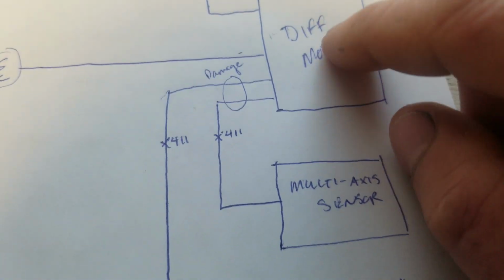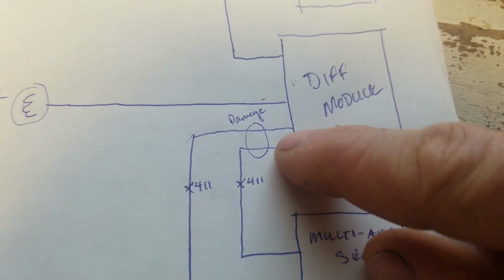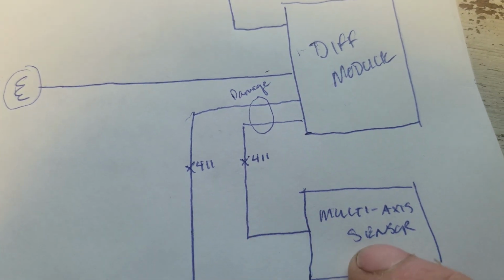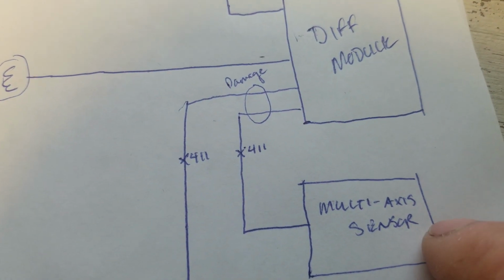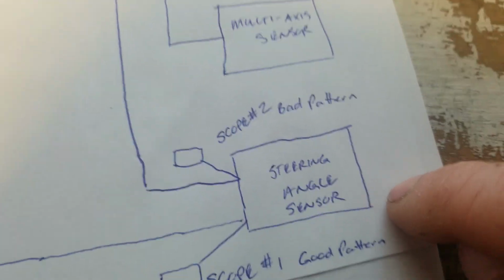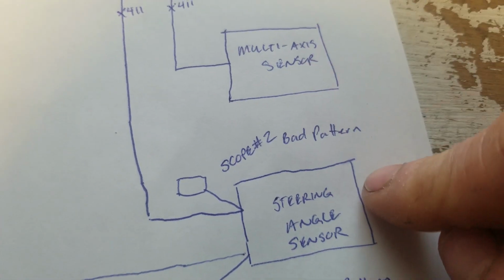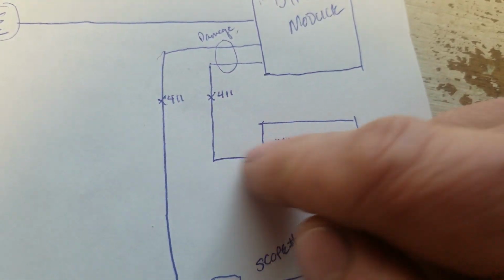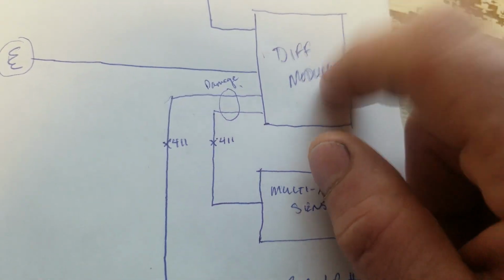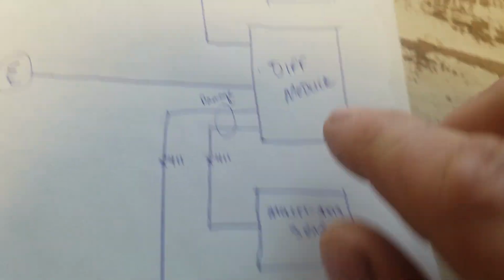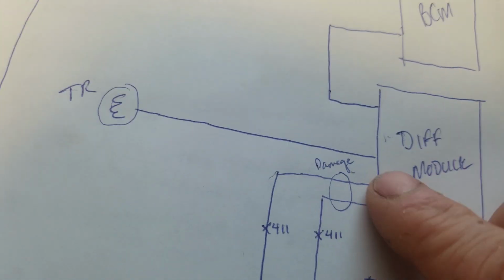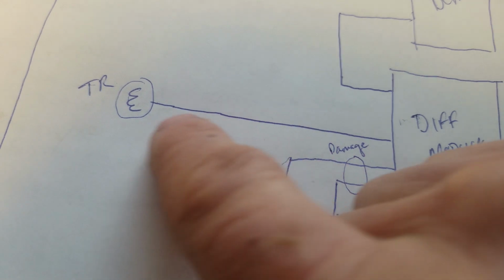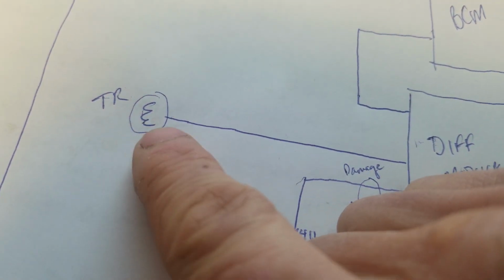From the diff module, I had 2 that came out, and they went over to our multi-axis sensor. And remember, the multi-axis sensor and the steering angle sensor are the 2 that I'm concerned about. So the multi-axis sensor is sending signal back and forth, talking with this diff module. Now the diff module has multiple CANs. You'll see 2 that come off and go to a terminating resistor.